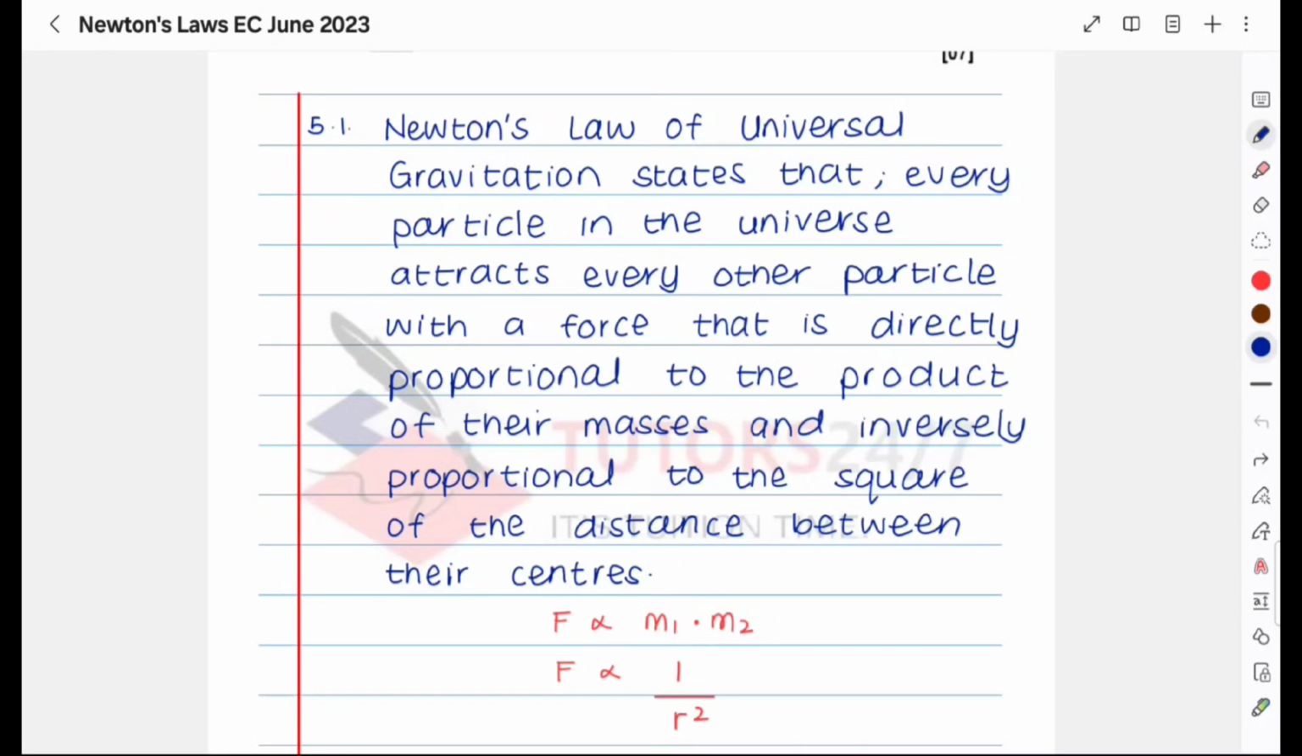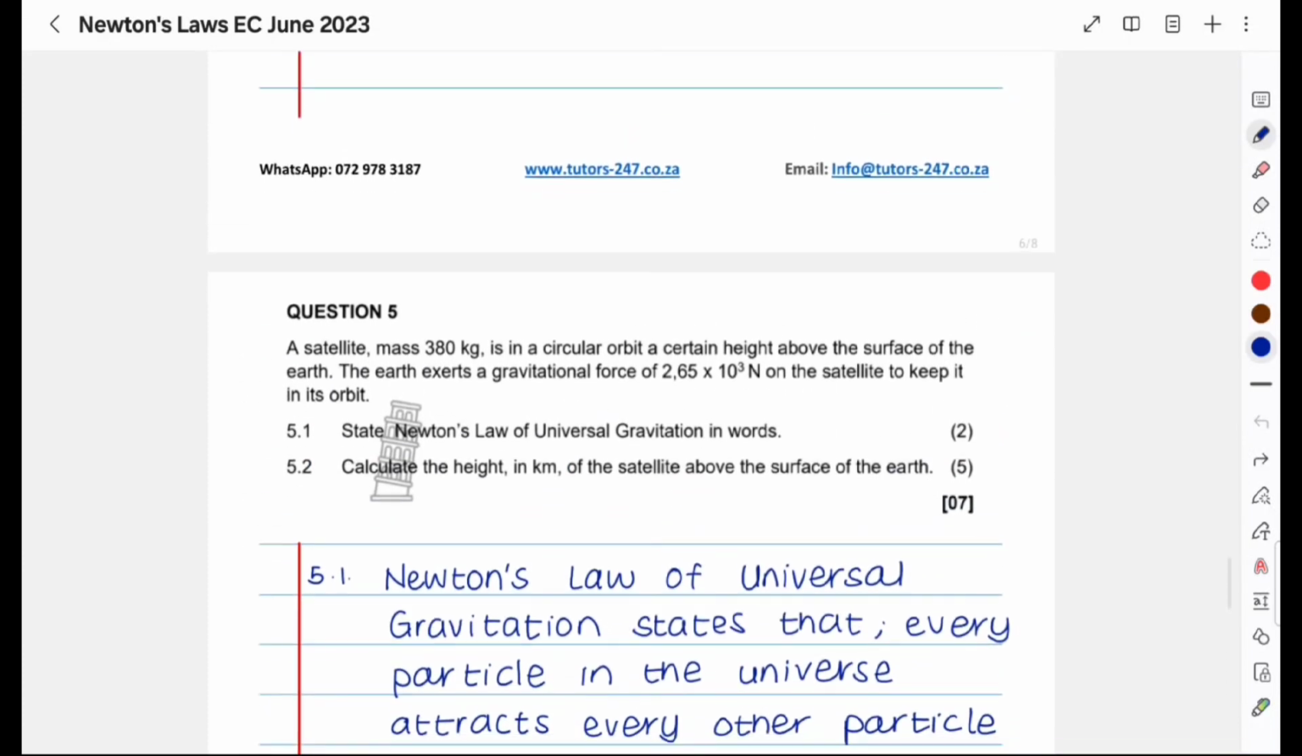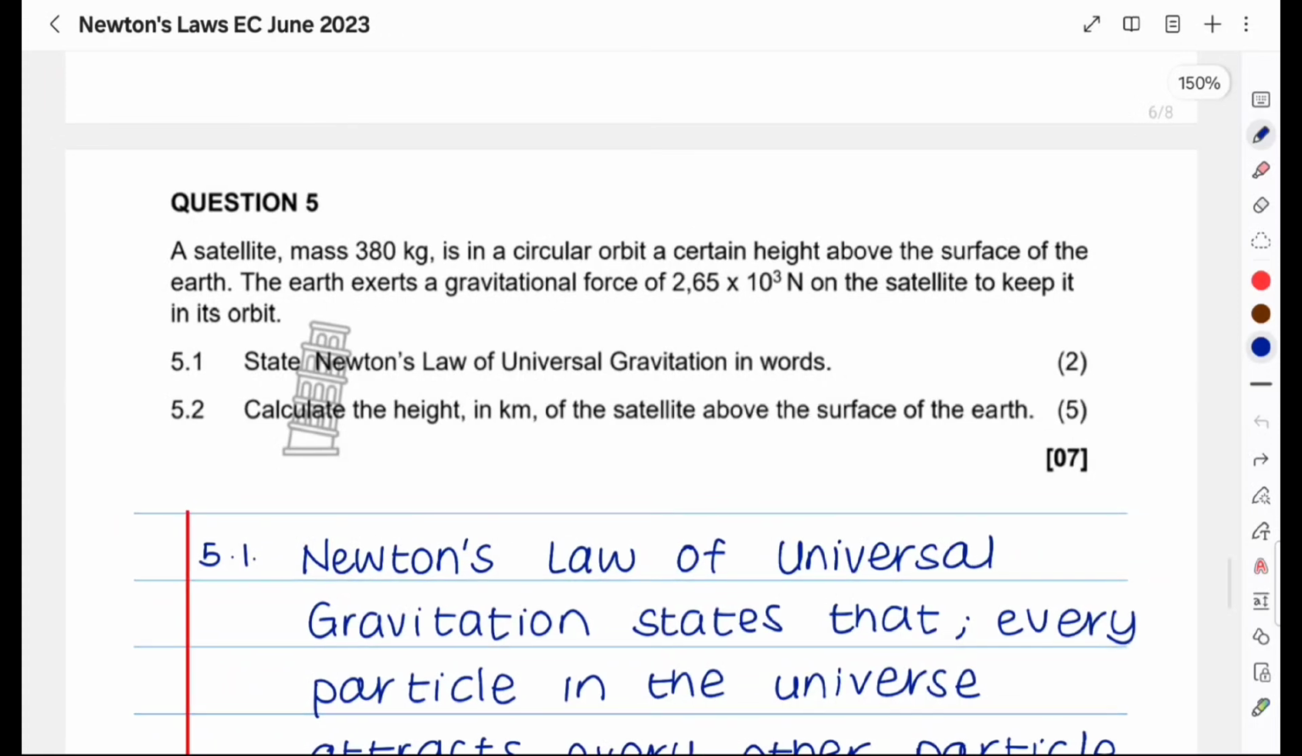Now, a few important things to take note of is F is measured in newtons, mass must be in kgs, and R must be in meters. Sometimes a question can request you leave your answer in kilometers. That does not mean that the SI unit of distance is kilometers. Distance, our value of R, is always measured in meters. That is the SI unit.